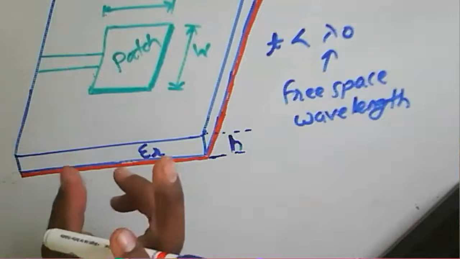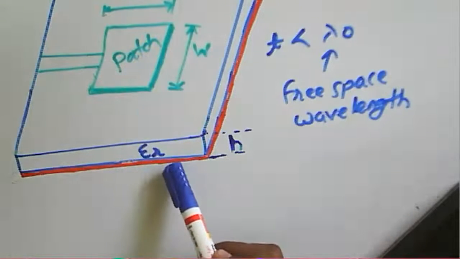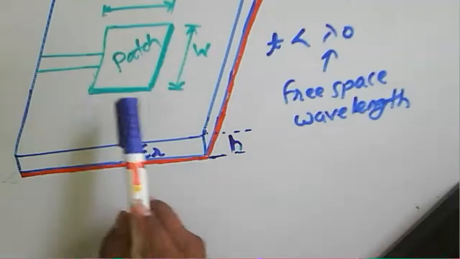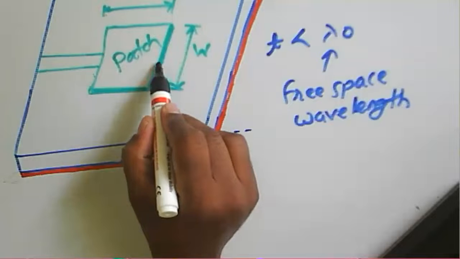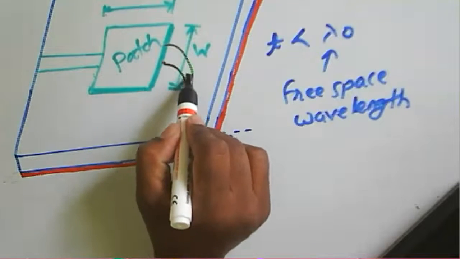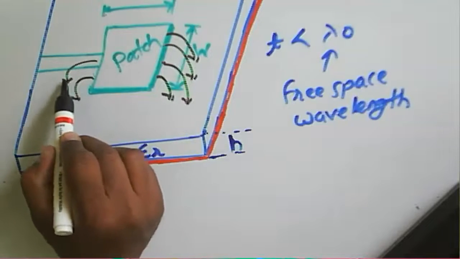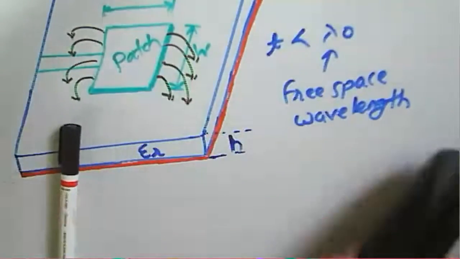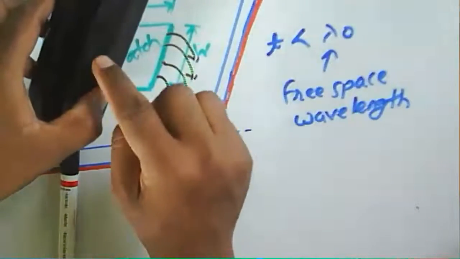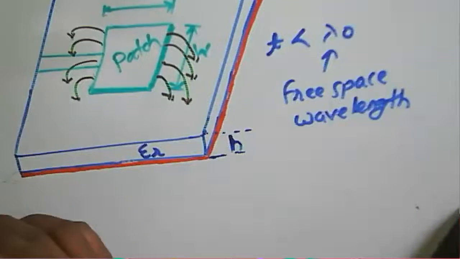If you consider the field configuration, this patch is metallic, and this is the ground plane. So how will your field lines look? These are your field lines for the microstrip patch, going down into the ground. Let me draw it here. Around the patch structure, this is the field distribution of the given line.